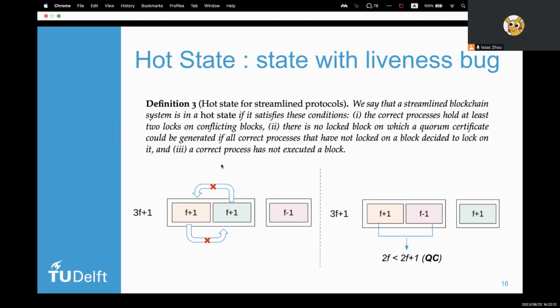For example, we can see that there are two groups of replicas locked on conflicting blocks. They never vote for each other because their proposals do not extend their locked blocks. And we can see that all other votes, for example, this pink rectangle, F+1 replicas, do not vote, do not lock on any locked blocks, and they can't collect enough votes to create a new quorum.